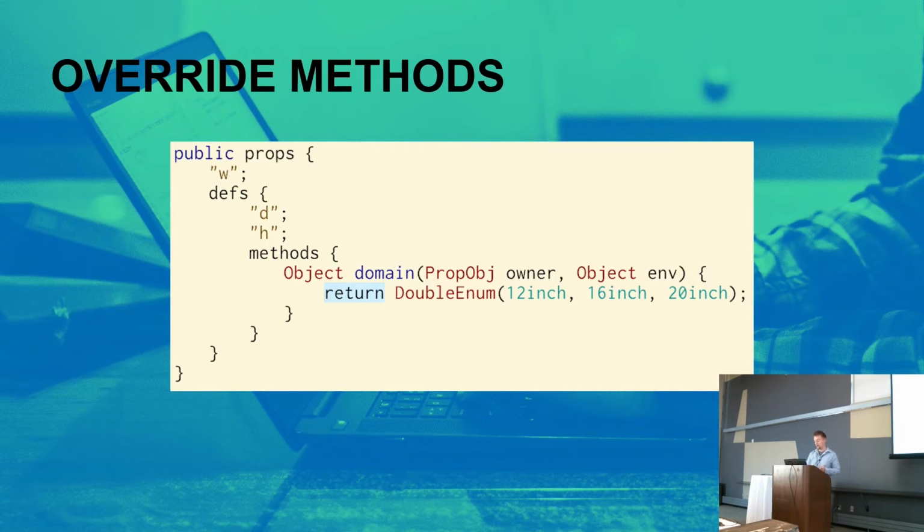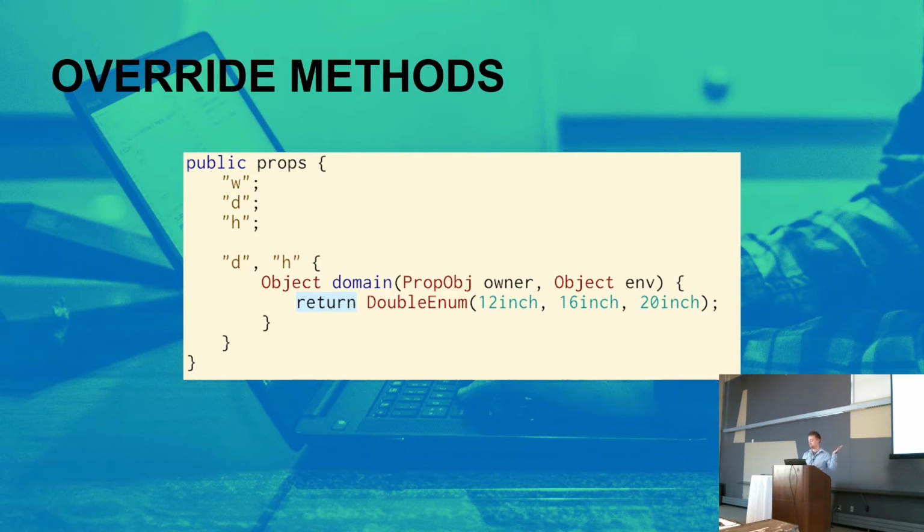Another way of doing this, I think this is the easiest way to understand it, but you can also do this. Instead of just saying methods, applying this to everything in the same syntax scope, I can call out specifically which keys this is going to apply to.